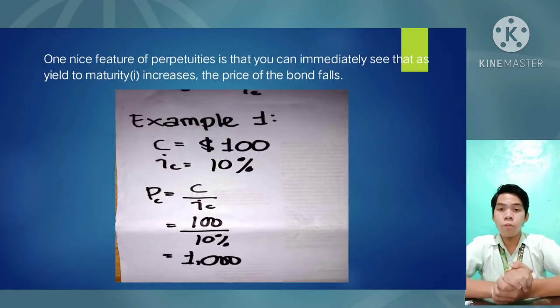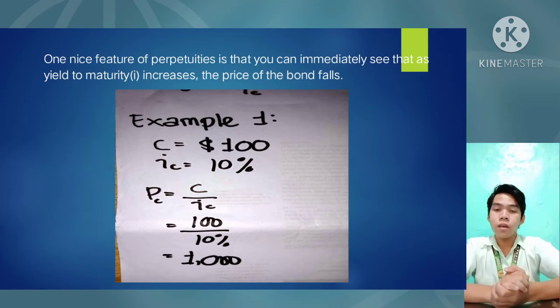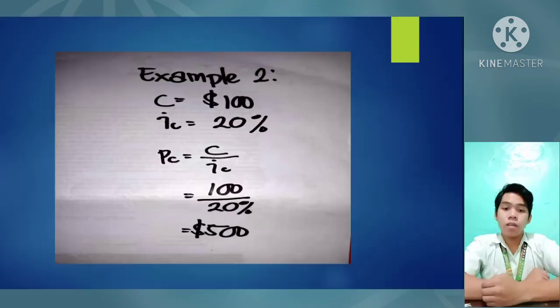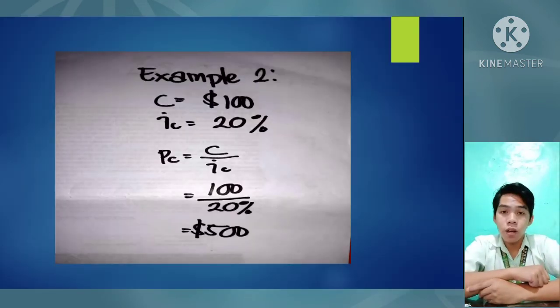One nice feature of the perpetuities is that you can see immediately that as yield to maturity increases, the price of the bond falls. For example 1, a perpetuity pays $100 per year forever, and the interest rate is 10%. Using the formula discussed earlier, that would be 100 over 10%, so your price of the console would be 1,000. And for example 2, the console yearly payment is the same, which is $100, but the interest rate or the yield to maturity is increased by 10%, which is now 20%.